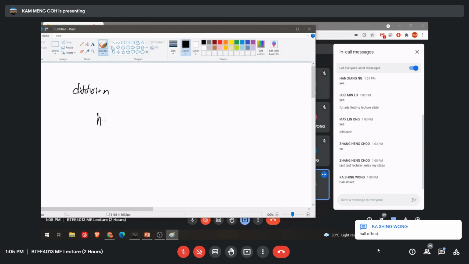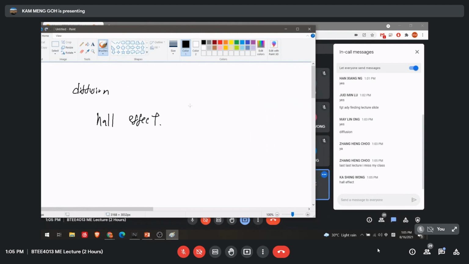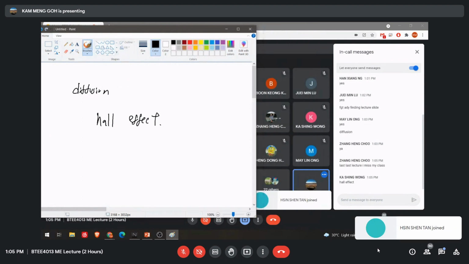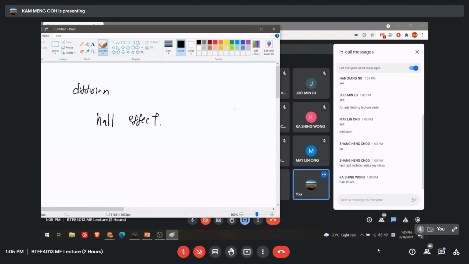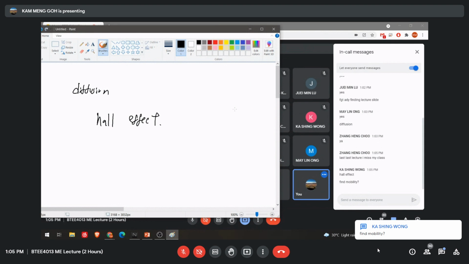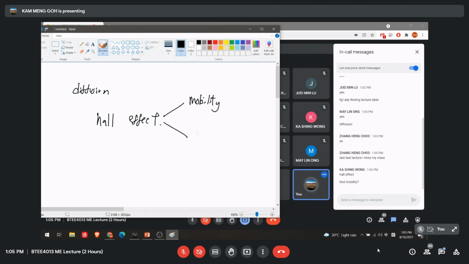Hall effect? Okay. What is the Hall effect about? Why do we need the Hall effect? Wong Ka Sing, can you elaborate more? Why do we need the Hall effect or Hall device? What is the purpose of the Hall device? Yep, to find the mobility. Another one?